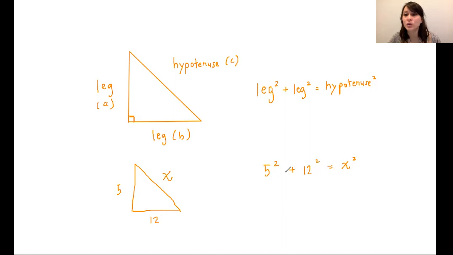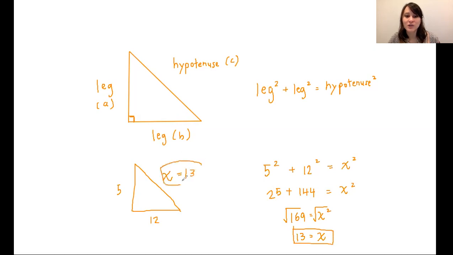So 5 squared, you can use your calculator. So 5 squared is 25. 12 squared, if you've memorized all your squares up to 17, you know that 12 squared is 144. So 144 plus 25 equals x squared. When we add these together, we get 169 equals x squared, and we now have to square root both sides to get x by itself, because the opposite of squaring is to square root. So the square root of 169 is 13. And so our third side here, the hypotenuse, is 13, and we actually found that distance using the Pythagorean theorem, which is kind of cool.